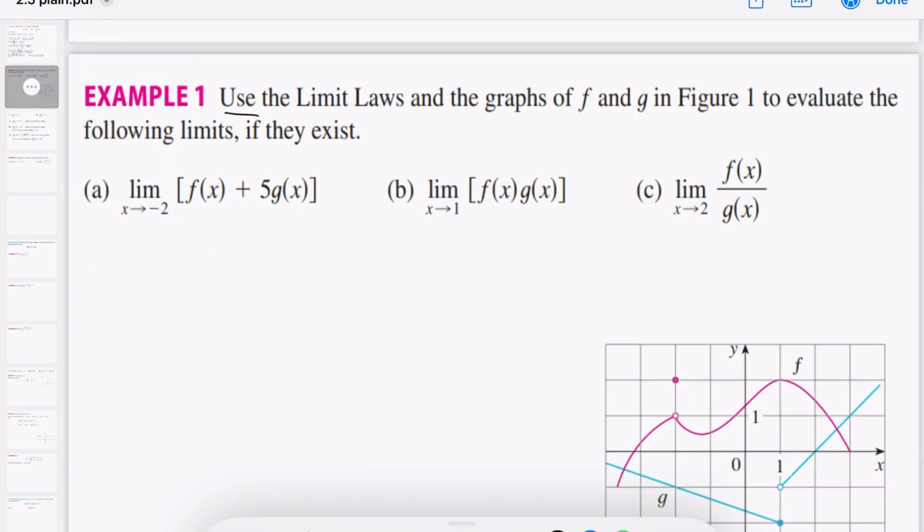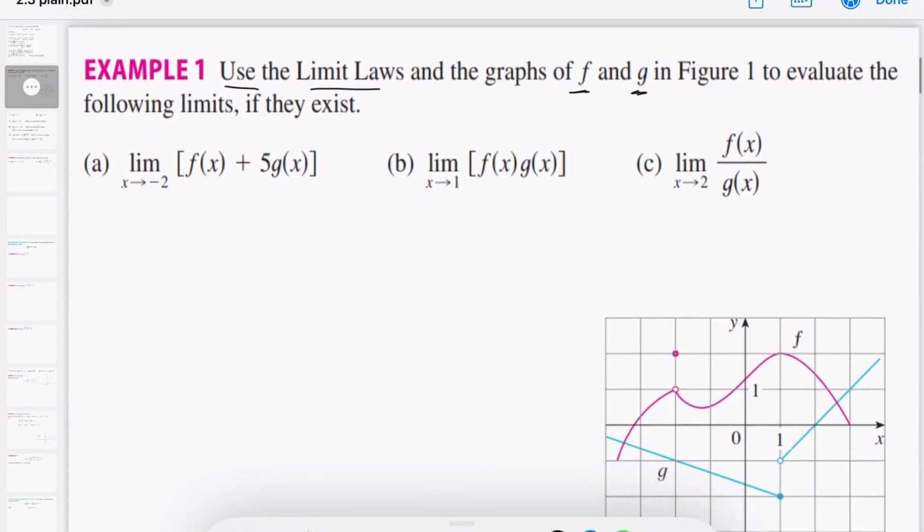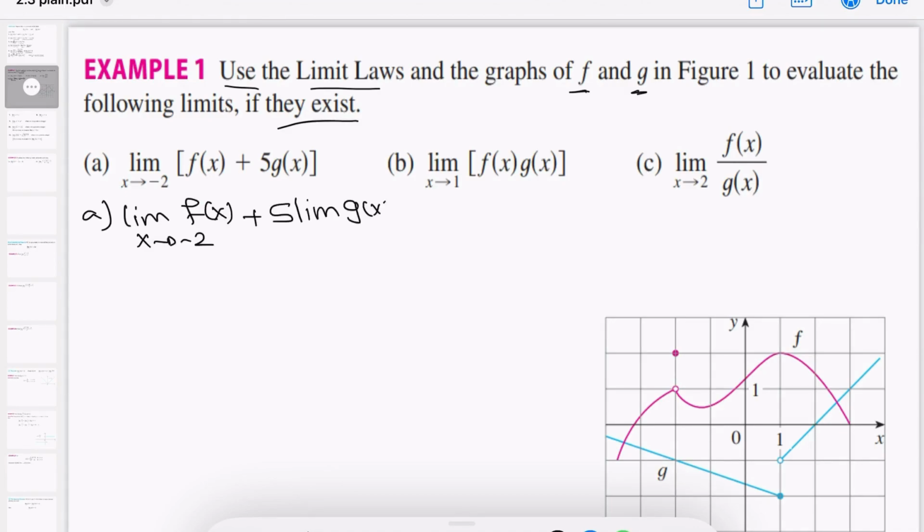Here is the first example. It says use the limit laws and the graphs of functions f and g in this figure to evaluate the following limits if they exist. So using the limit laws, for part a we're going to distribute the limit. We're going to have the limit of the function f as x goes to minus 2 plus 5 times the limit of the function g as x goes to minus 2.